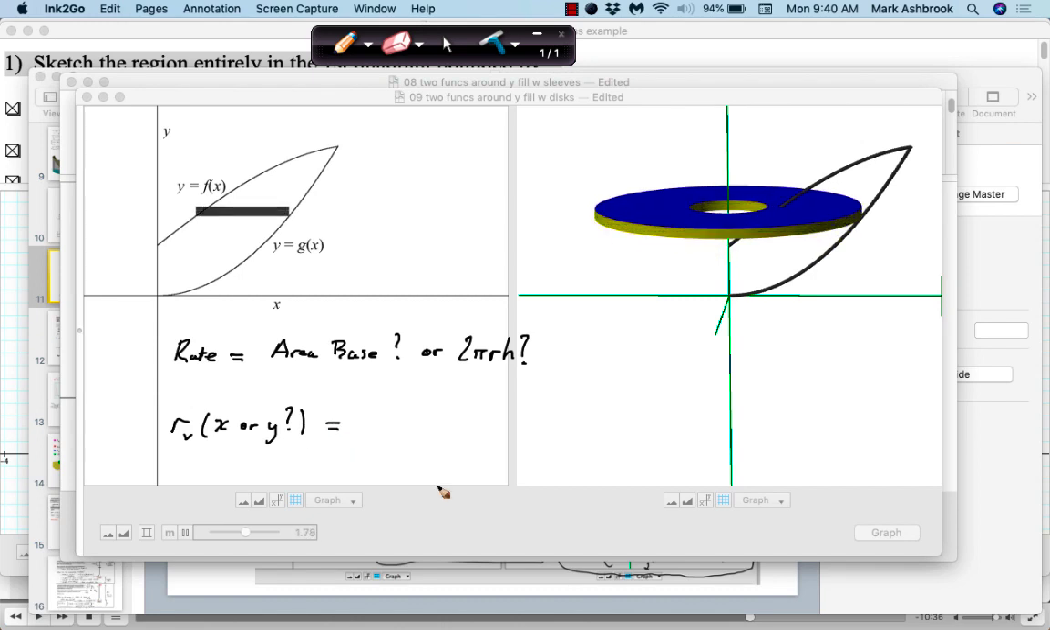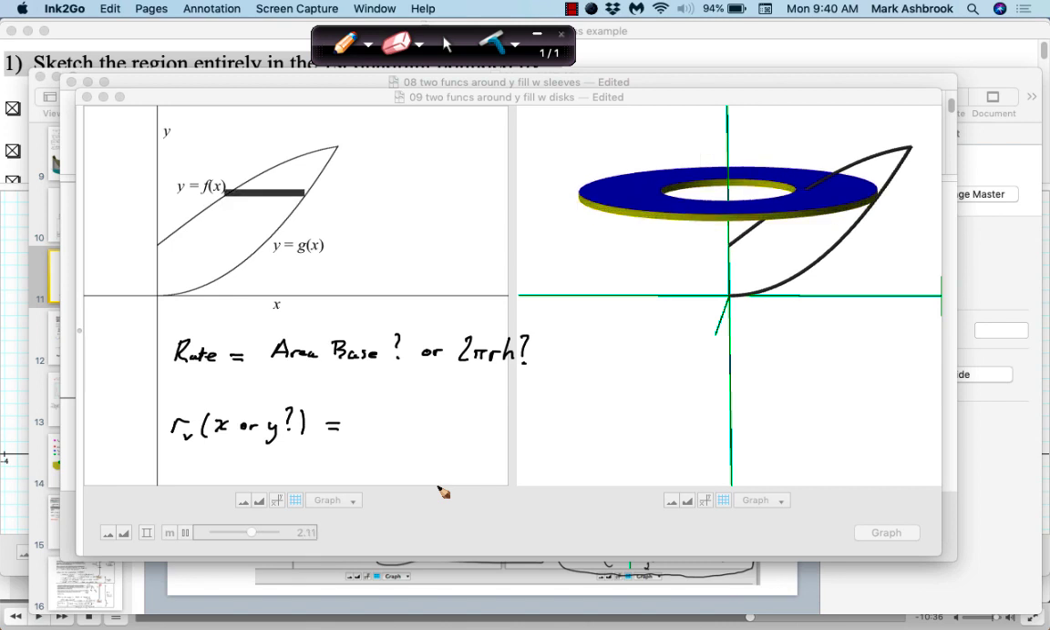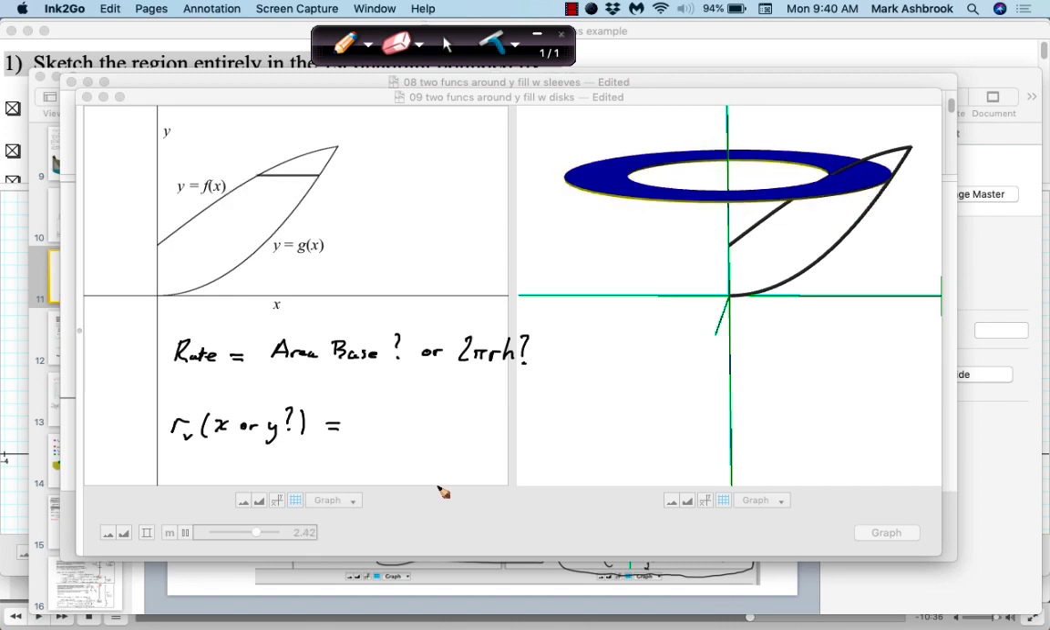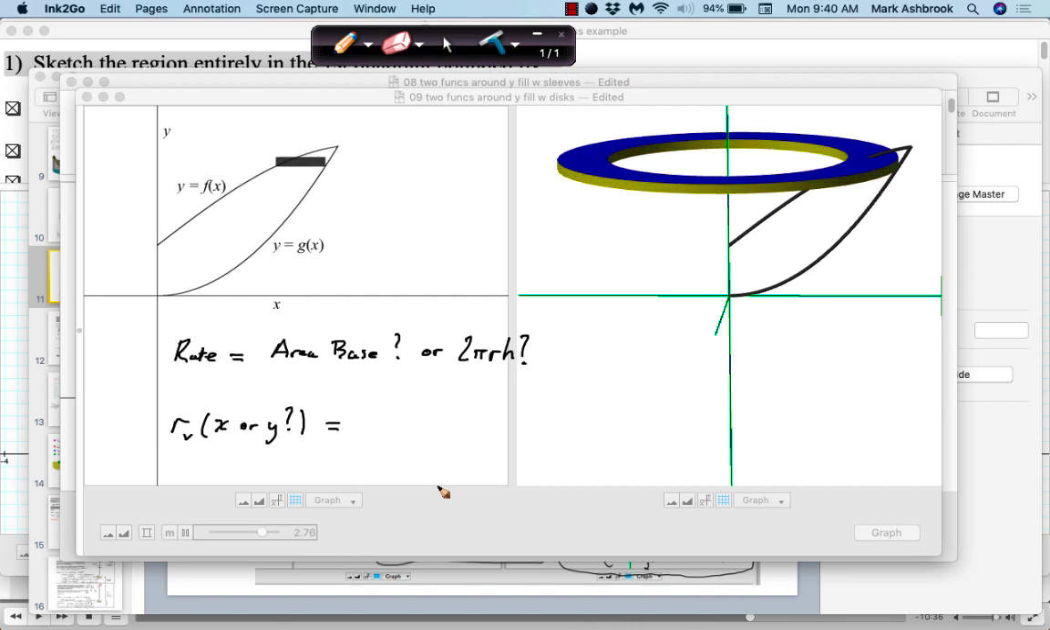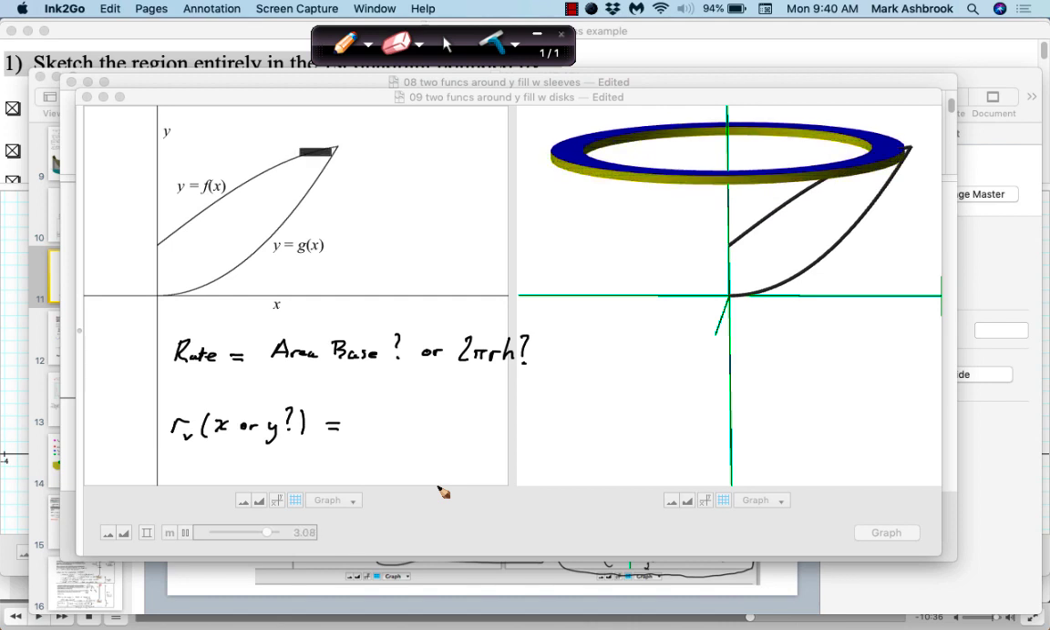Okay, so this is where we left off on Friday. So why don't you just re-familiarize yourself with this problem and then answer the question. Talk to the person next to you. What's going on here?